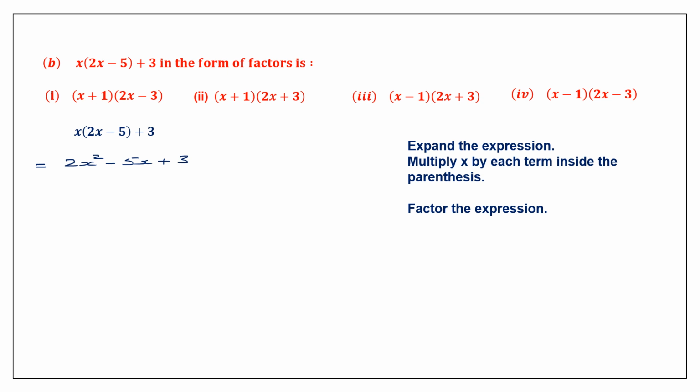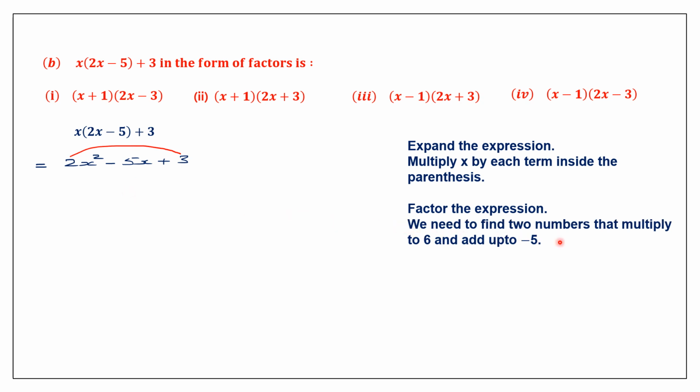expression. To factor this, we multiply 2 into 3, which is 6. Since it's a trinomial, we can use a third method of factorization, that is, we split the middle term. So here we need to find two numbers that multiply to give us 6. How did we get 6? 2 into 3 is 6, and it should add up to minus 5. So two numbers that give us 6 when you multiply, and minus 5 when we add. What are those two numbers? Those two numbers are minus 2 and minus 3.